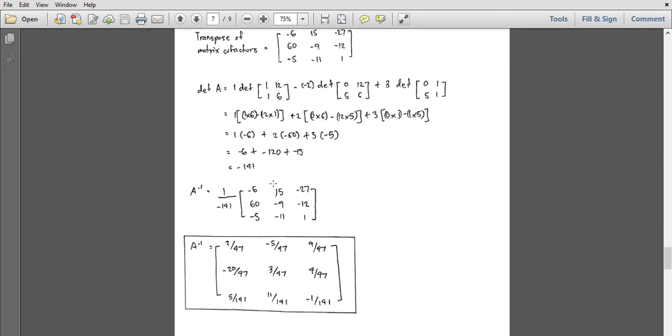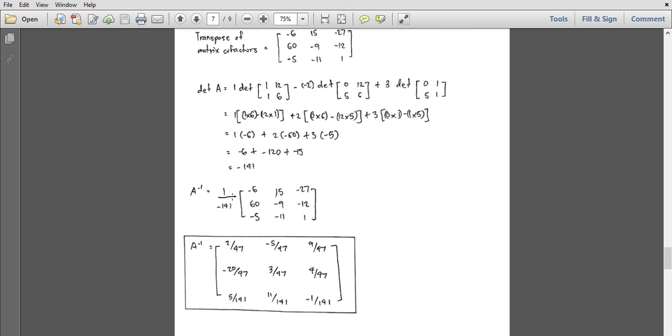Then simplify. Negative 6 over negative 141, we got 2 over 47. Then 15 over negative 141, we got negative 5 over 47. Negative 27 over negative 141, we got 9 over 47. 60 over negative 141, we got negative 20 over 47. Negative 9 over negative 141, we got 3 over 47. Negative 12 over negative 141, we got 4 over 47.